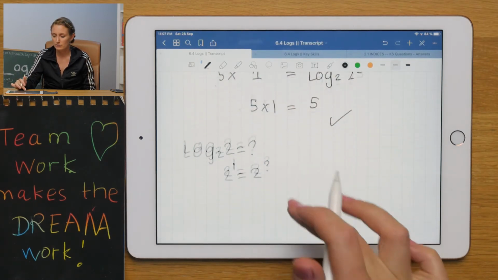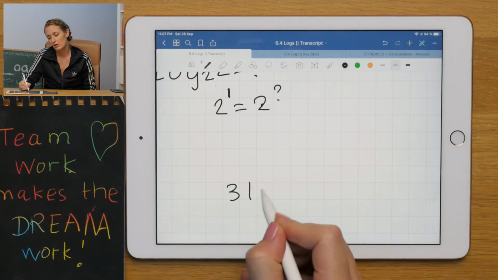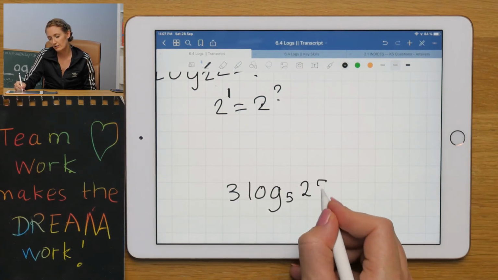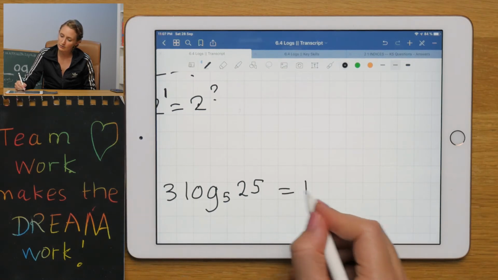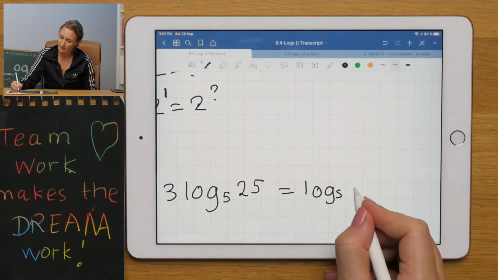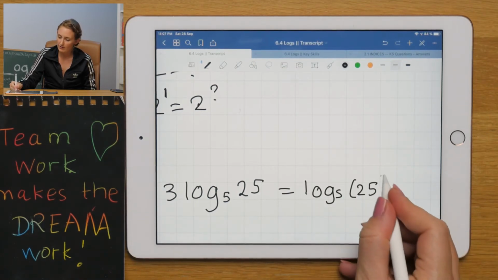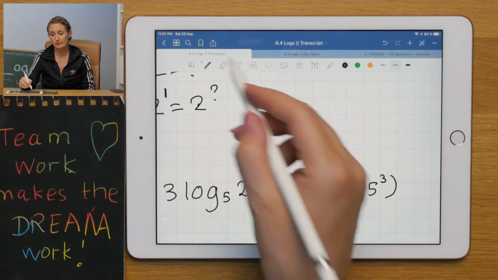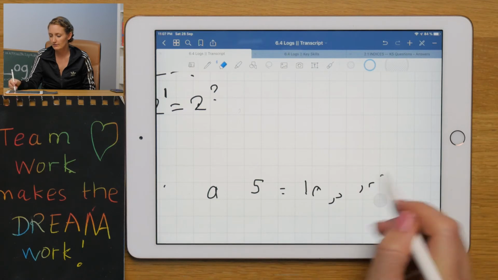So again, think of some examples for yourself and see do they work. So for example, you could do something like 3 times log 525 is equal to log 525 power 3. You need some big numbers there, but you can think of your own examples.